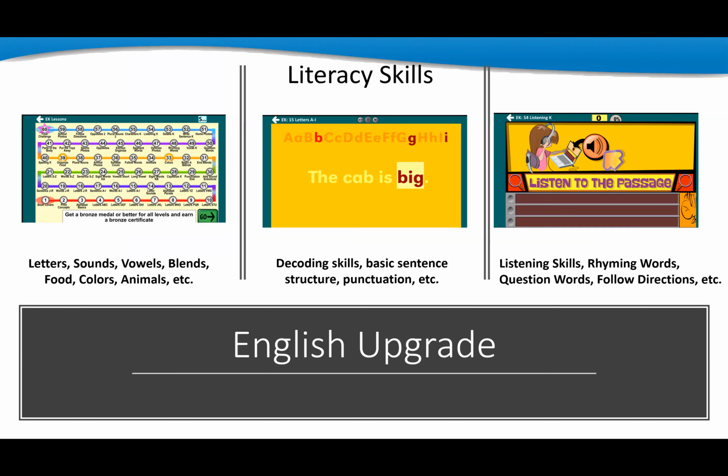The English upgrade lessons work on basic literacy skills, and so students are going to see things like the names and sounds of letters, vowels, vowel sounds and blends. You'll also find lessons on food, colors, and animals. And there are also basic literacy skills. So we're going to introduce students to some basic sentence structure, punctuation, and they'll work on listening skills and other skills like following directions, rhyming, and question words.